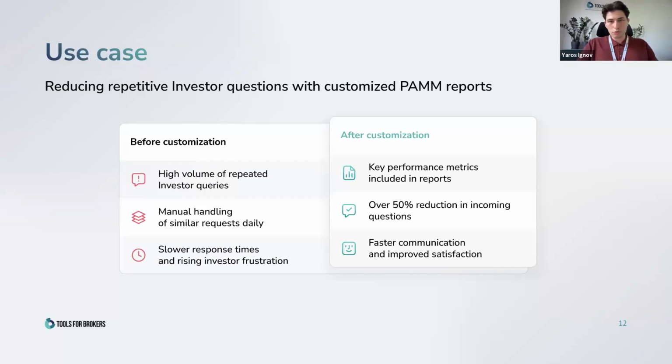So we did the research, we implemented, and what's the result? The repetitive requests dropped by 50%, and client feedback has improved significantly. The support team also got their time back, and the broker could focus on growth instead of day-to-day firefighting. And that's one of the situations where PAMM improves not just automation, but also the communication, the investor experience, and the operational efficiency.